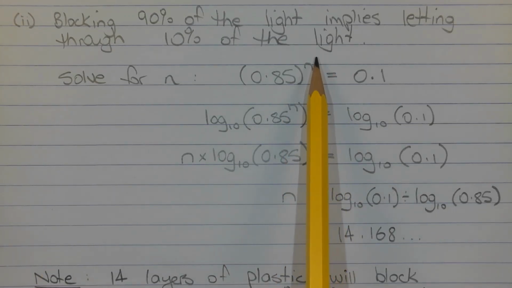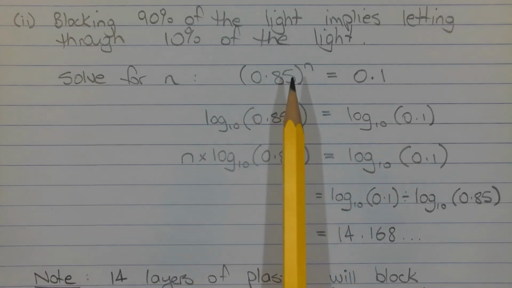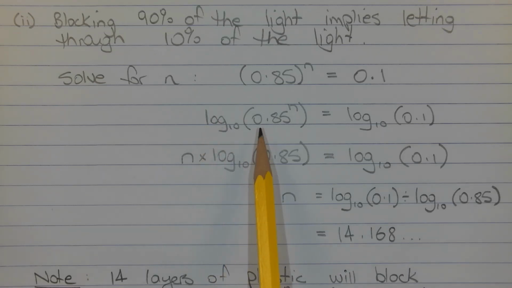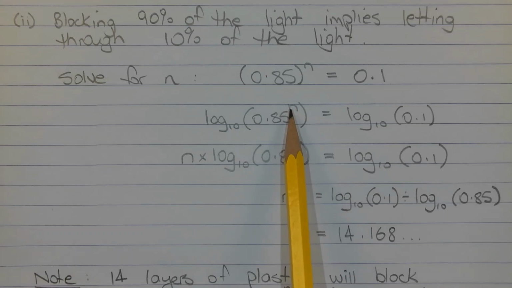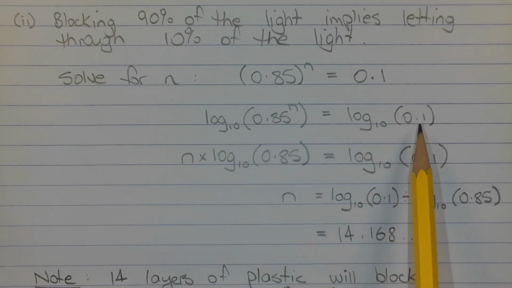Because we're trying to solve for an unknown index or an unknown power, we can take the log base 10 of both sides of the equation and then isolate n by applying an appropriate logarithm law. So taking the log base 10 of both sides of the equation, we get log base 10 of 0.85 to the power of n equals log base 10 of 0.1.